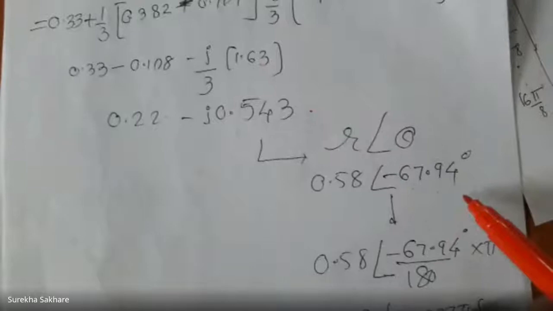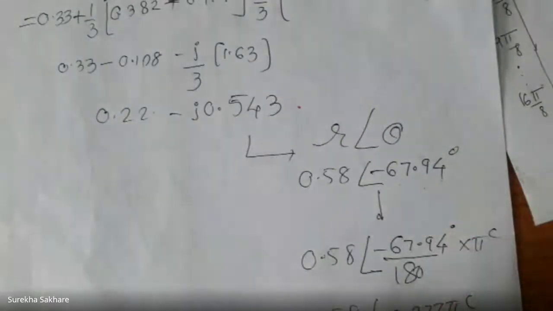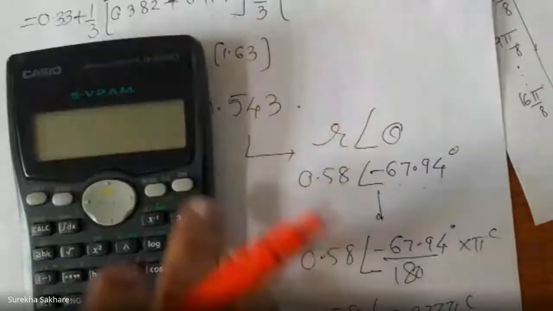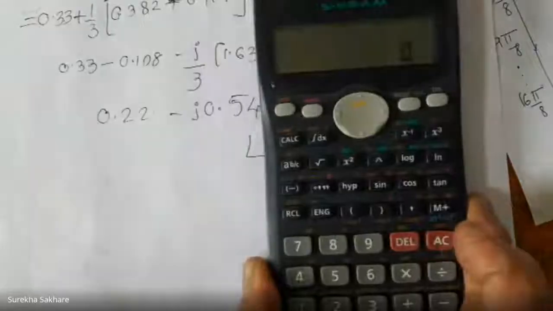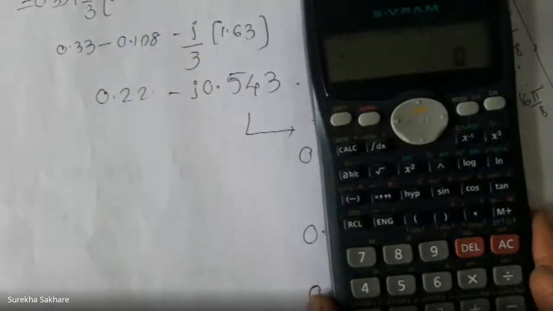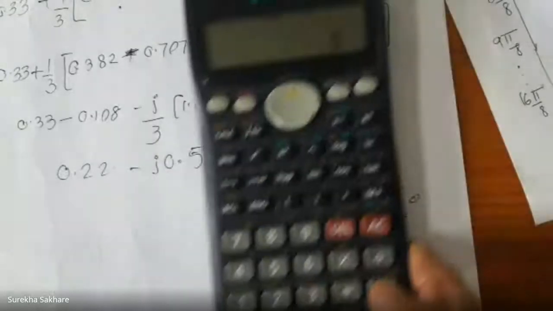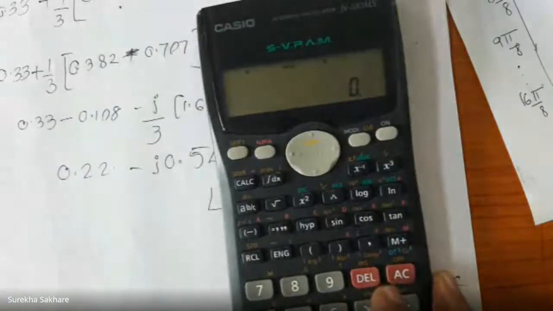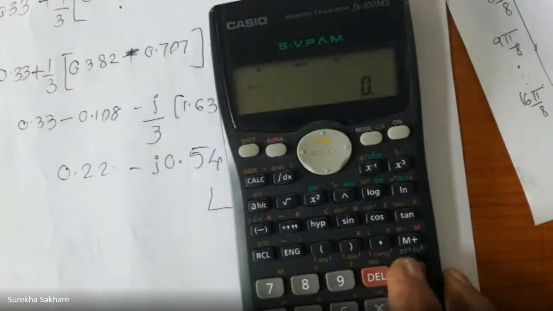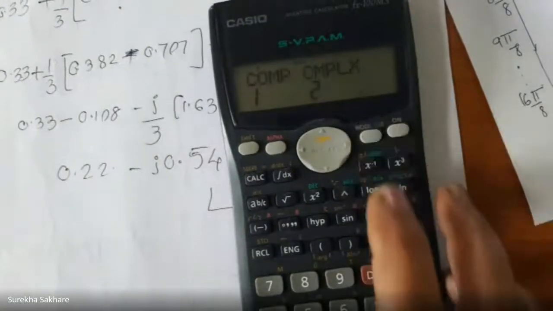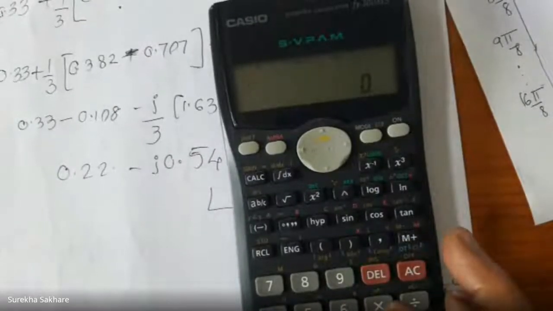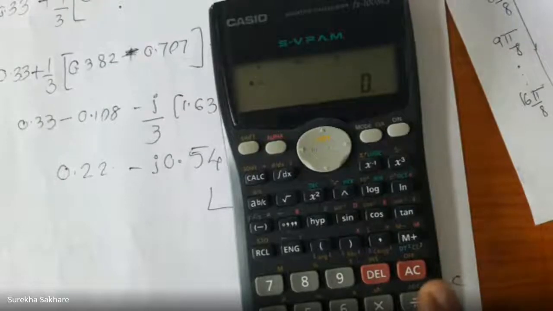Okay, now if you have forgotten, I will just have one revision. So what is this? I have 0.22 minus j 0.54, right? So I will type here, I will make you see the screen here. Okay, so I should have the mode first. The mode is 2. Then I will type 0.22. It is minus 0.54.